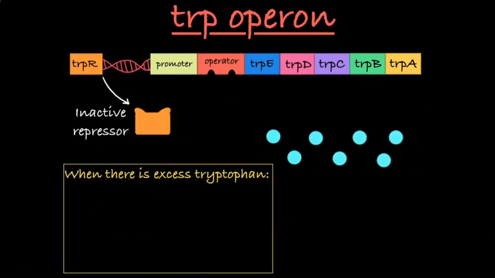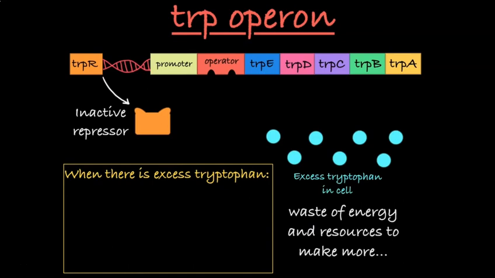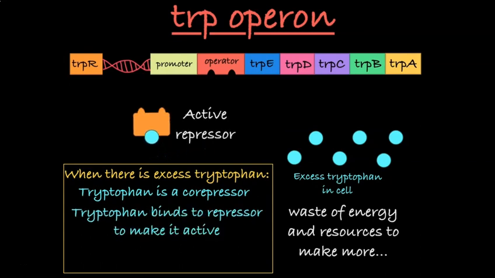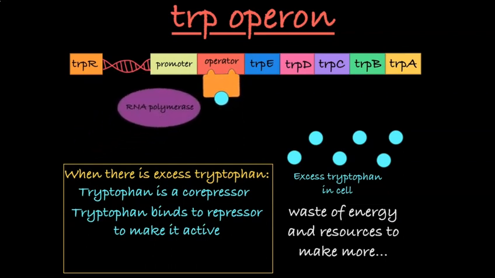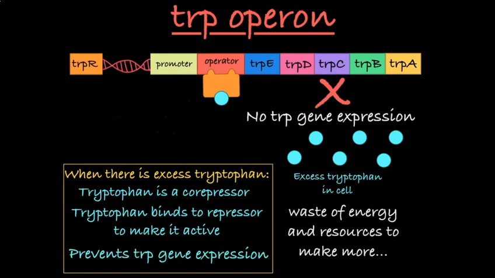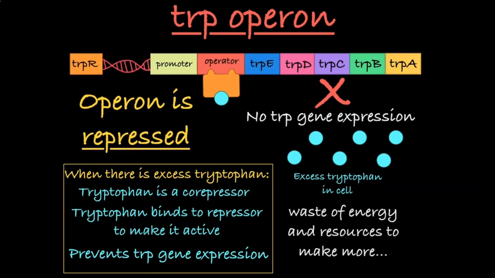When there's an excess of tryptophan in the environment or in the cell, it would be a waste of energy and resources for the cell to continue making tryptophan, so the transcription of the structural genes should be limited. How does this happen? It turns out that tryptophan is a co-repressor of the trp operon. It's called a co-repressor because it works with the repressor to prevent transcription of the structural genes. It will bind to the inactive repressor, changing its shape and making it active. In this state, the DNA binding region of the trp repressor is able to bind to the operator, allowing it to prevent RNA polymerase from transcribing these genes. In this way, a high concentration of tryptophan in the environment will limit transcription of these structural genes, saving the cell lots of energy. In this state, the operon is said to be repressed.